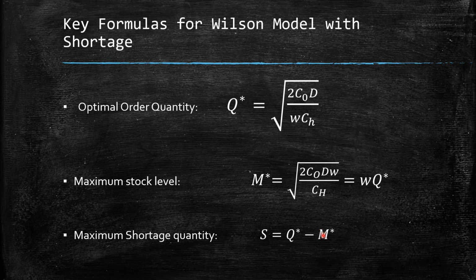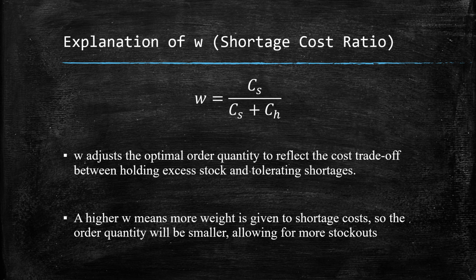So what is this W term that keeps appearing in our equations? W is the shortage cost ratio, calculated using this formula. It adjusts the optimal order quantity to reflect the cost trade-off between holding excess stock and tolerating shortages. A higher W means more weight is given to shortage costs, so the order quantity will be smaller, allowing for more stockouts.